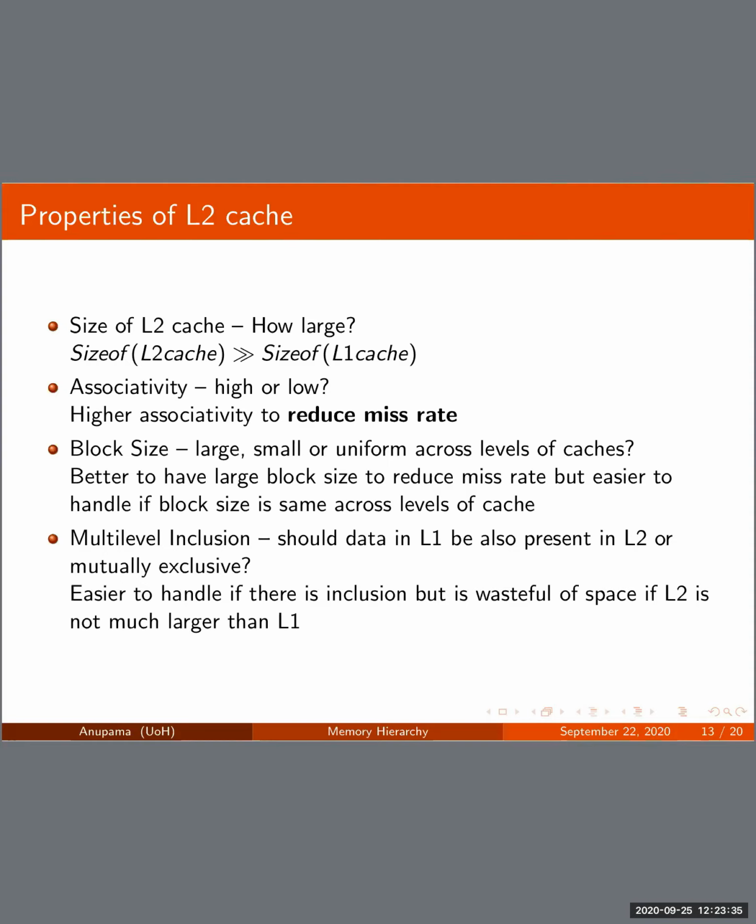And then in multi-level inclusion, if you don't say that it must be there or it must not be there, then you have more complex logic whenever there are dirty blocks replaced in L1 cache, right? So typically the caches use mutual inclusion, meaning that if there are blocks in L1, they must be present in L2. That's the general choice made to keep logic simple.